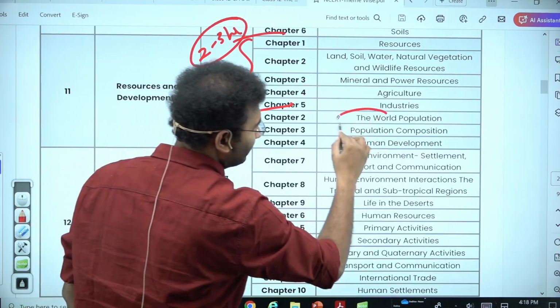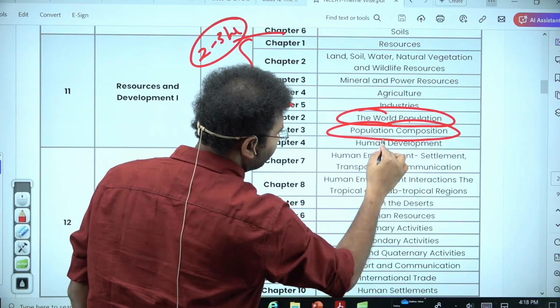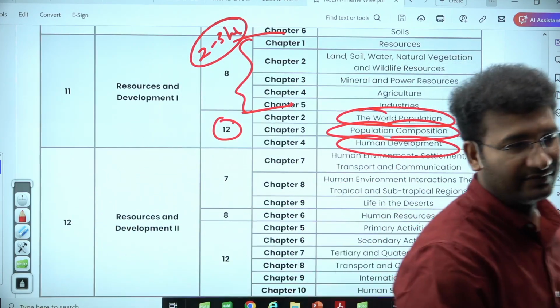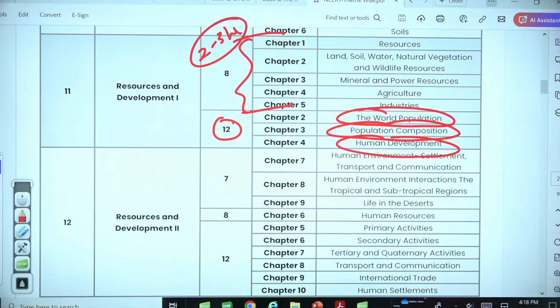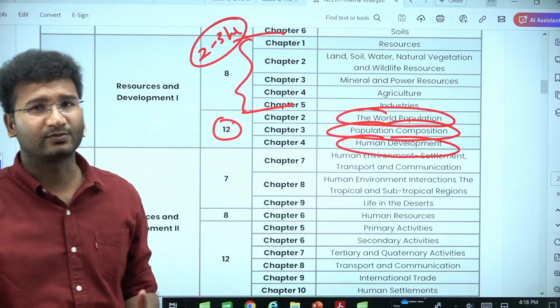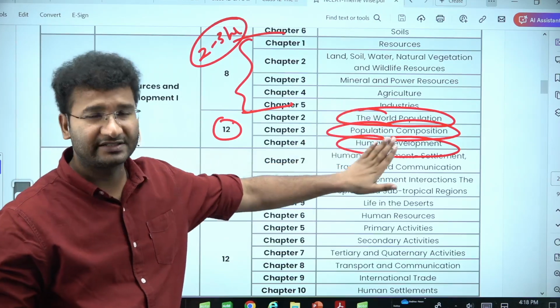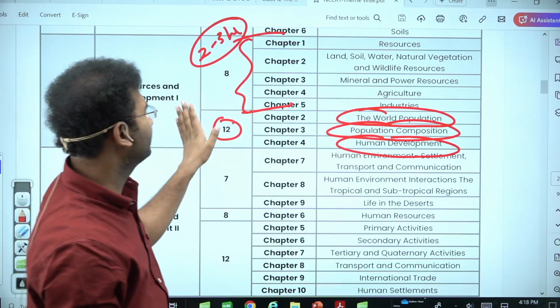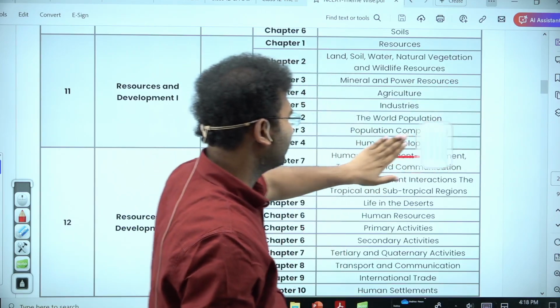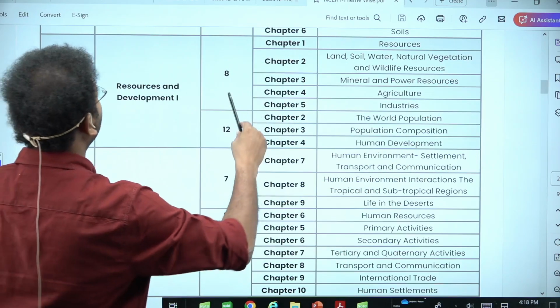Here, you need to know the world population, population composition and human development, right? These are the various aspects that we are going to deal with in today's class. Even in class 12, fundamentally you learn about the definitions. More often we'll be looking into the basics itself. For example, world population is there. We will be looking into the spread of the world population. What are the factors that are responsible for the distribution of the population?